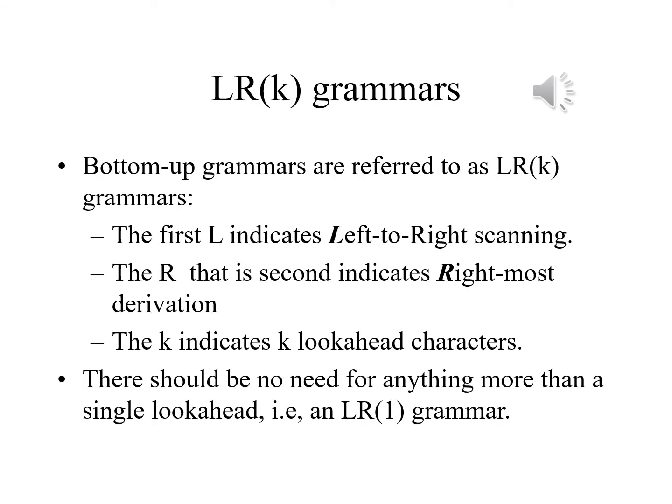Bottom-up grammars are referred to as LR(k) grammars. The L stands for left-to-right scanning, from beginning to the end. The R means that the parse tree is right-derived, in other words, bottom-up. The k indicates the number of look-ahead characters. There never should be a need for more than one look-ahead, so we will refer to these as LR(1) grammars.